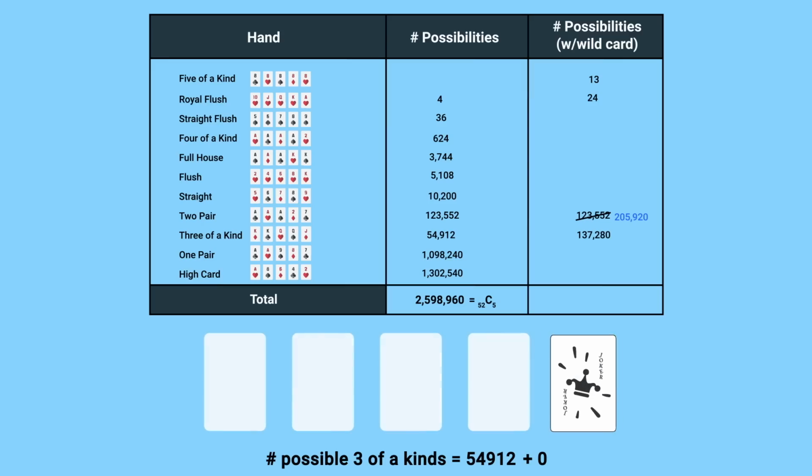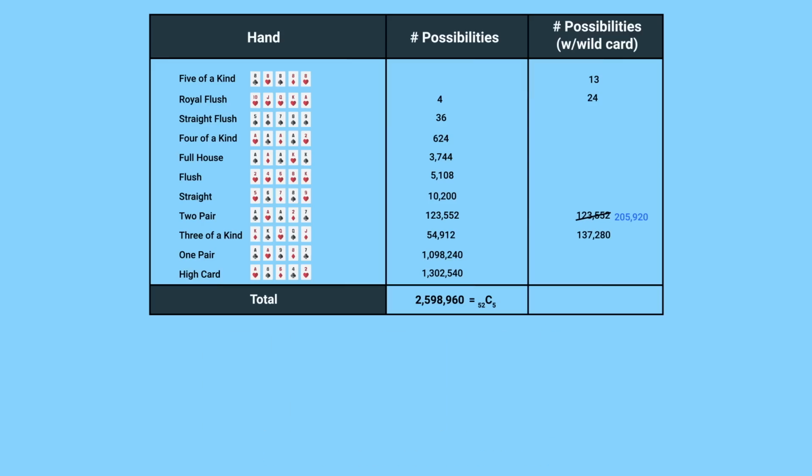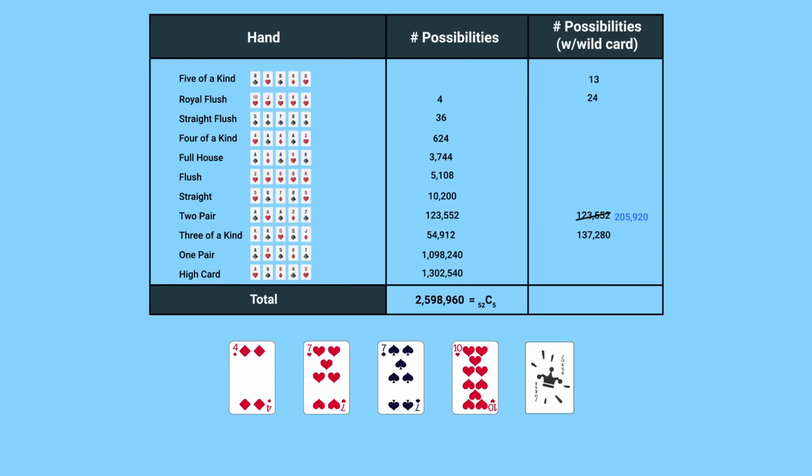Because now, if your hand has a joker, you'll never use it to make a three of a kind. The only scenario would be where, again, you have one pair, but now you'll use that joker to make two pair, because it's ranked higher. So now we only have 54,912 ways to get three of a kind, which makes it less likely than two pair. So it should be ranked higher.